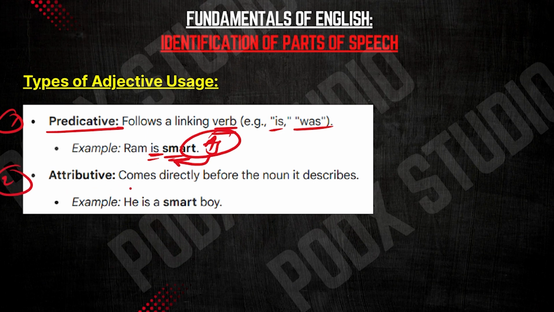Second, attributive. It comes directly before the noun. Keep in mind that it will come before the noun. For example, he is a smart boy. Boy is a noun here, and smart is describing the noun. That's why it's called an attributive adjective.